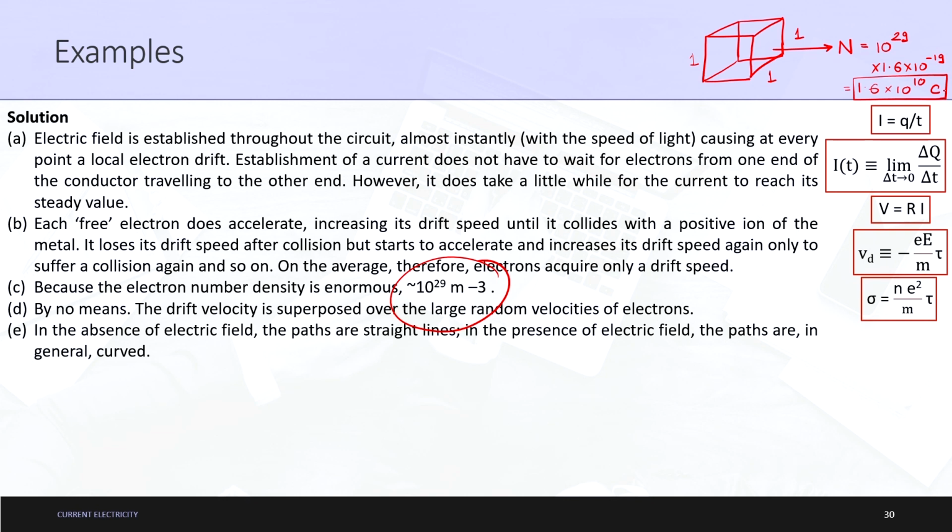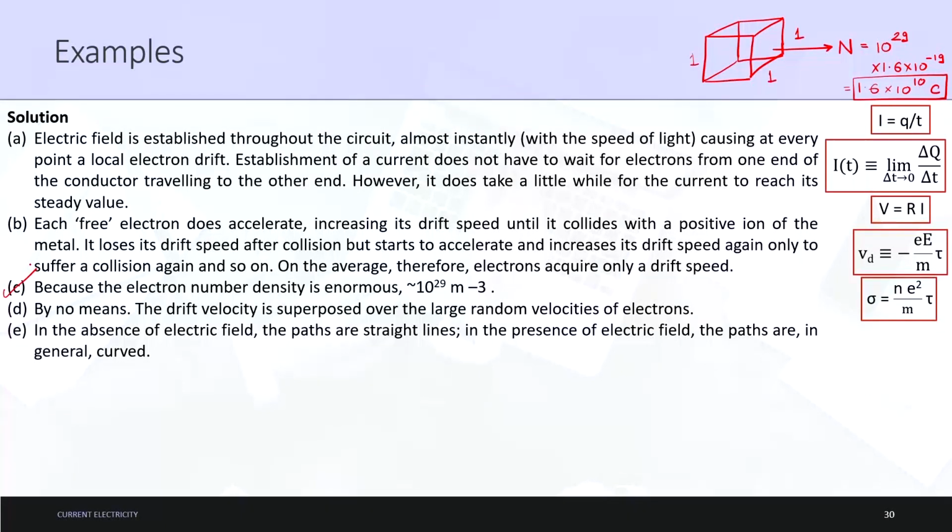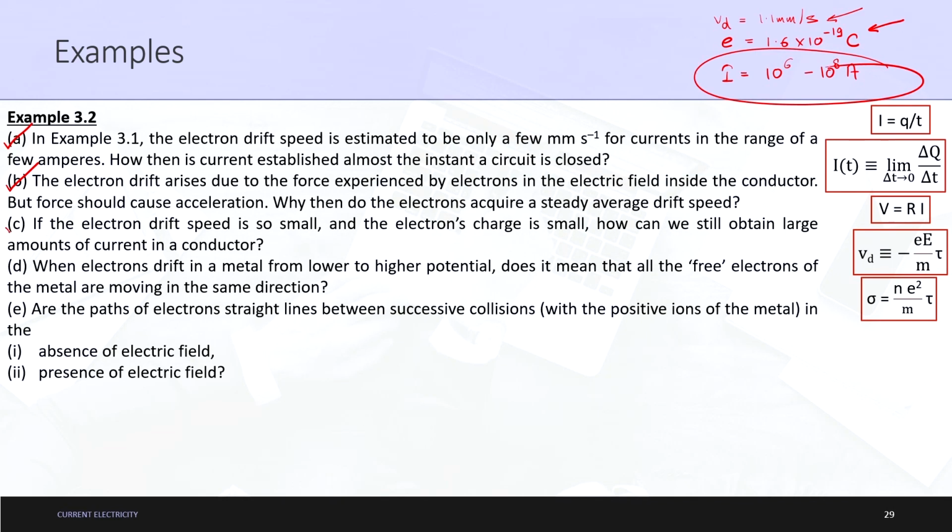So if the charge is in the powers of 10, then the current which can be produced can also be enormous. It is very easy to make currents of the order of 10 to the power 6 or 10 to the power 8 amperes. So the answer is that because the electron density is very high, currents such as 10 to the power 6 or 10 to the power 8 amperes can be obtained. Okay, so this is also done.